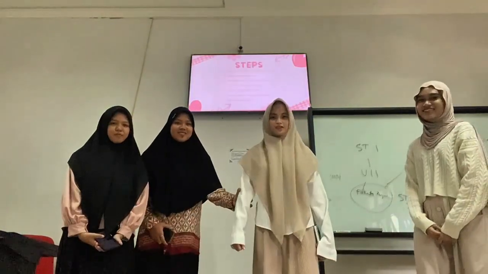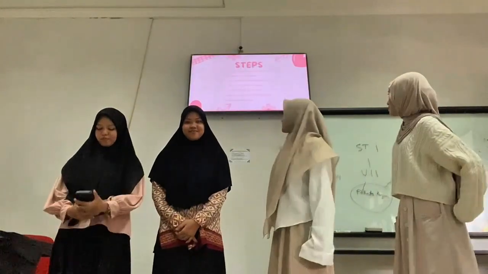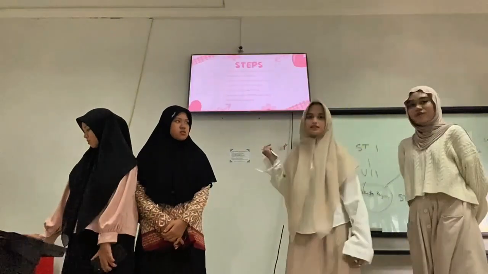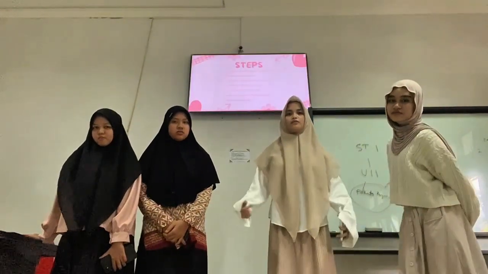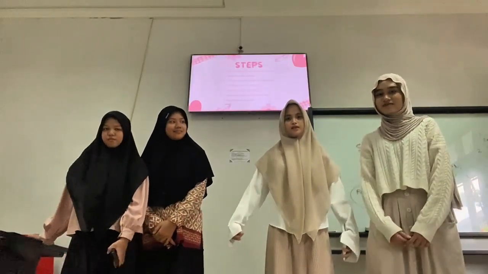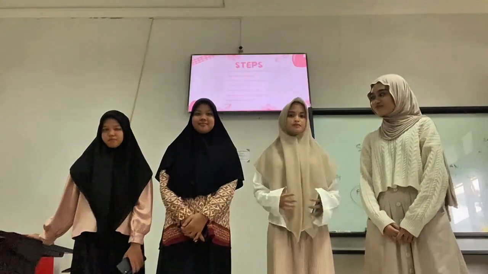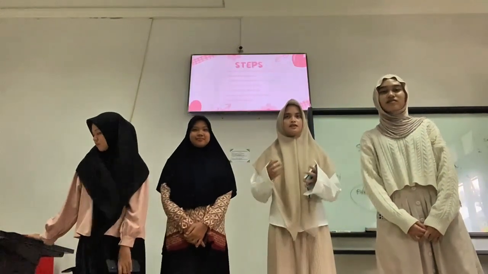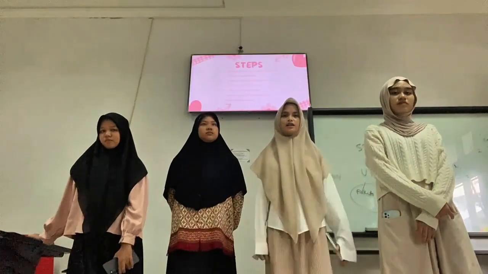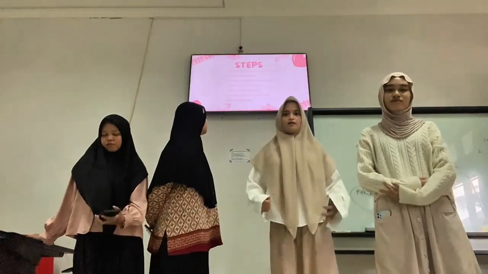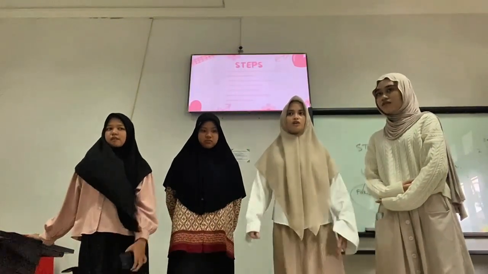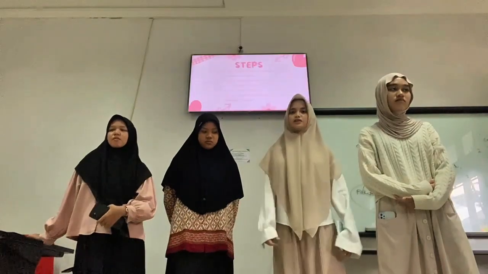Next, our last point is the steps of classroom action research. There are 7 steps. One is identifying and formulating problems. The first step is to find a real problem in the classroom. This problem must be important, realistic, and fixable. For example, students are less active in asking questions or have trouble understanding the material.